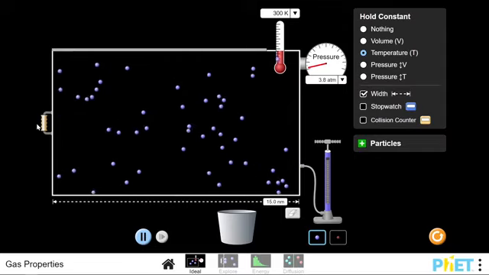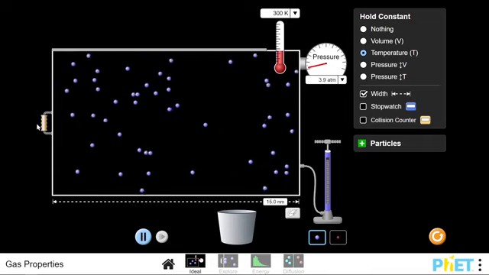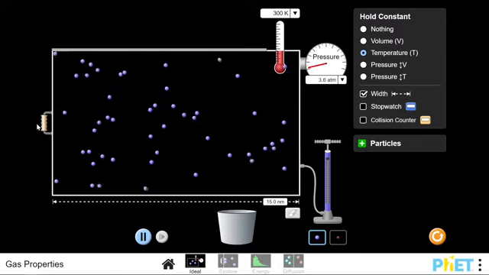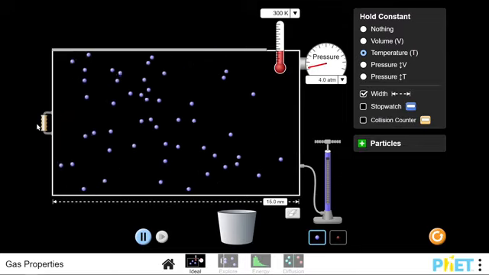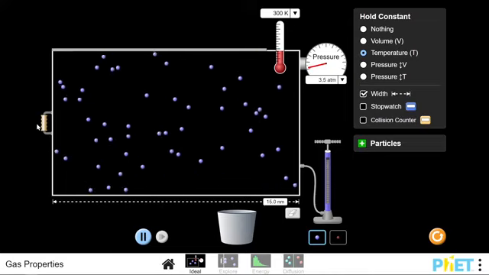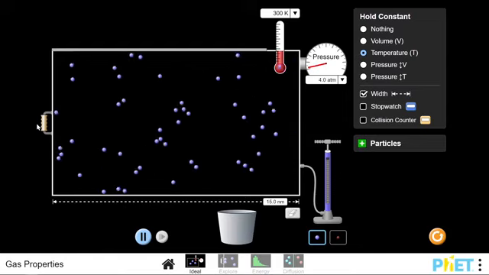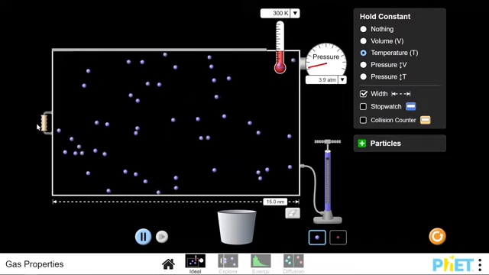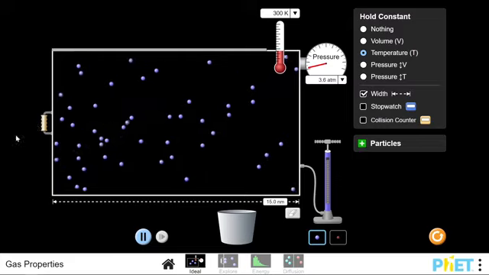Okay, so if you look at 5, the pressure was around 12. Double the volume, and the pressure fell to around 6. So we doubled the volume, pressure fell by 1/2. We went from 5 to 15, we tripled the volume, and our pressure went from 12 to about 4. So our pressure went down by 1/3. Pressure and volume are inversely related.